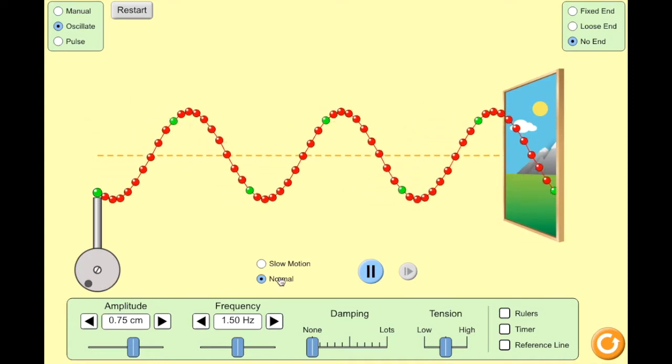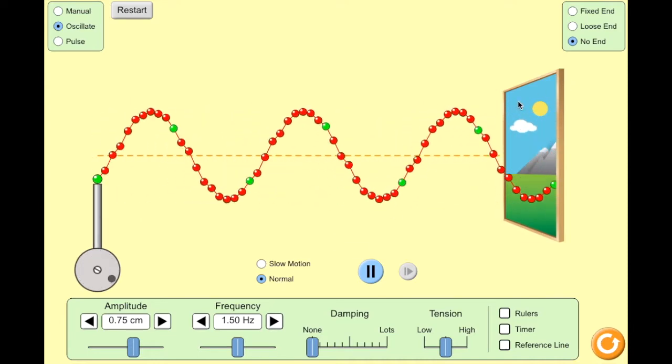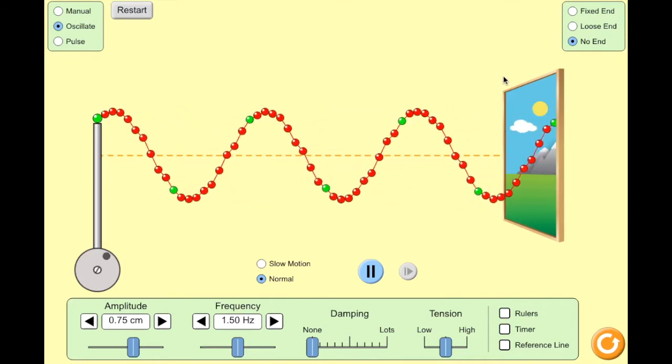To do that, we're going to actually turn off slow motion. And we're going to count, the easiest way to do this is count the number of crests that pass a certain point.